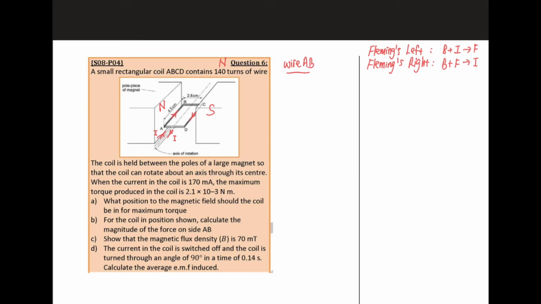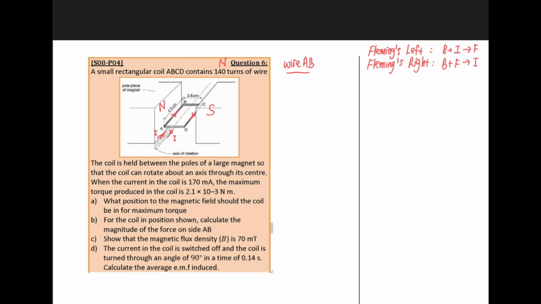Okay. So we look at the question. They say when the current in the coil is 170 milliampere, the maximum torque produced. This one is very important. The current is there first, then it turns. The current is there, then it turns. So that means Fleming left. That is the torque. Fleming left. So we have to use Fleming left. This is like the fan. You turn on the electricity, the current is there first, then the fan will turn later on. Okay, like a fan.